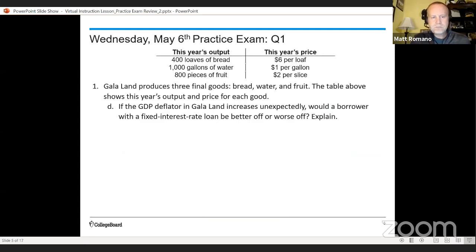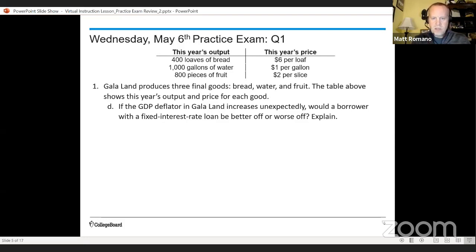Part D. If the GDP deflator in Galaland increases unexpectedly, would a borrower with a fixed interest rate loan be better off or worse off? Explain. Okay, once again, stop and interpret the question. What exactly are they asking you? What I hope you got from this is that they're saying, we have unanticipated inflation. That's essentially what it's asking.